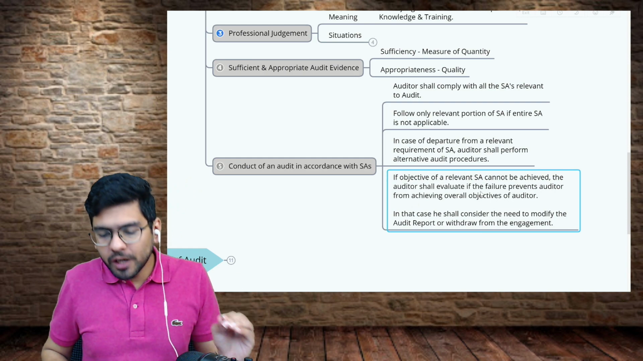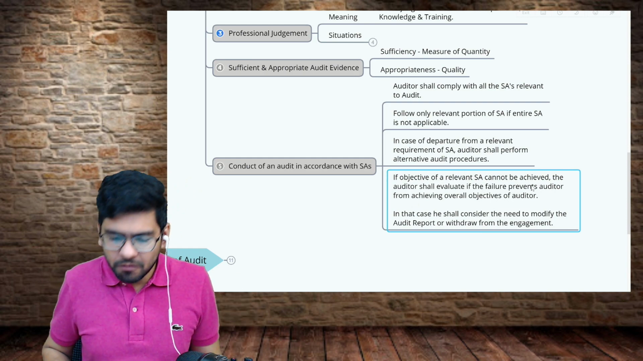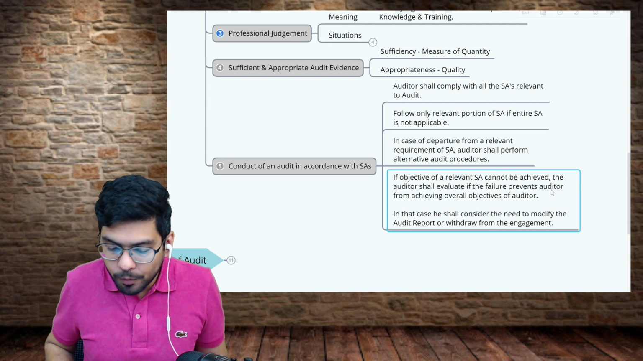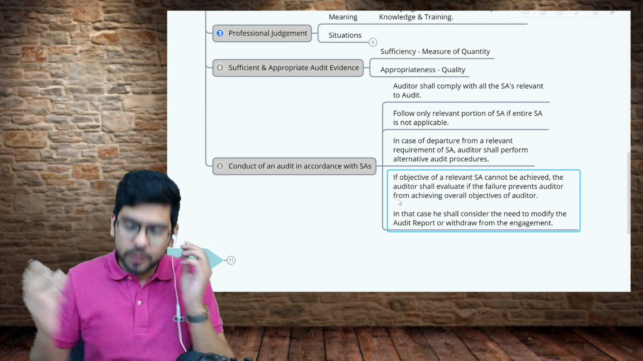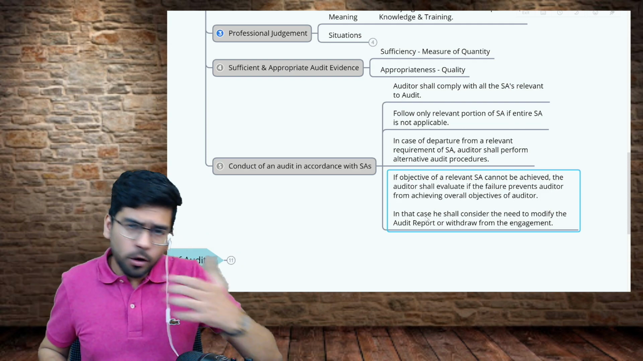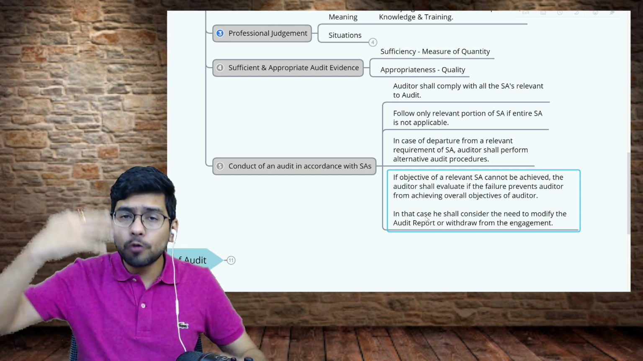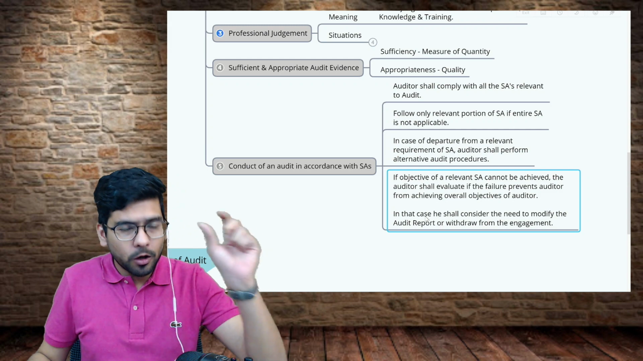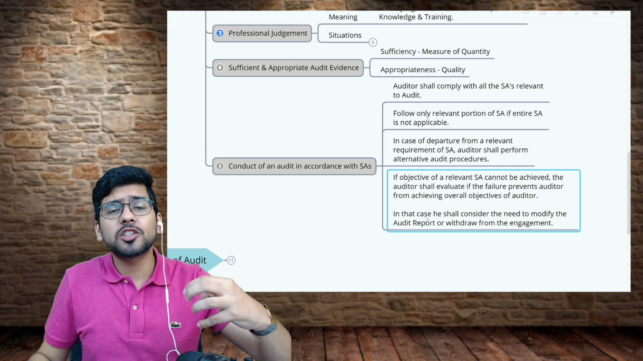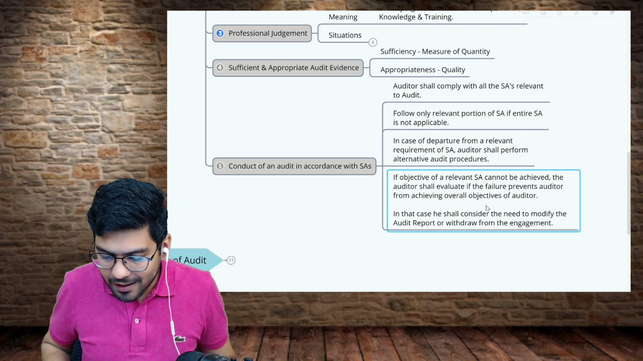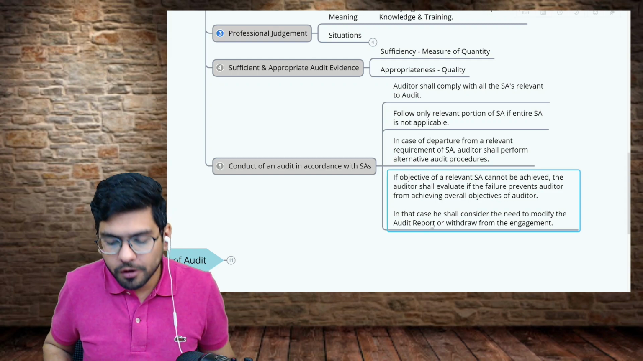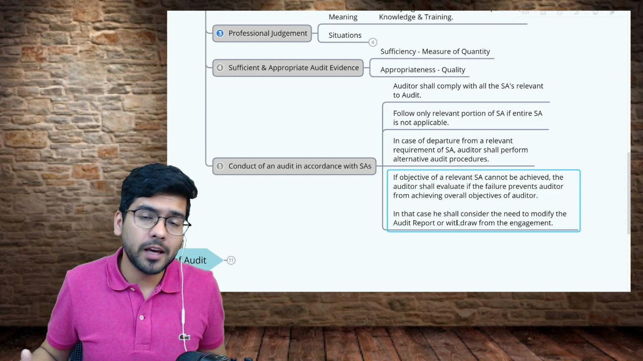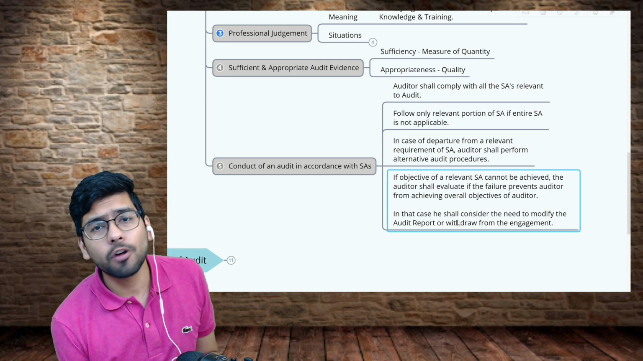So if the objective of a relevant SA cannot be achieved, the auditor shall evaluate if the failure prevents the auditor from achieving the overall objectives of the auditor. And you all know what overall objective means? That we have to give an opinion on the financial statements. Now if my opinion is getting impacted because of one particular objective, obviously I shall modify my opinion. So in that case, he shall consider the need to modify the audit report or withdraw from the engagement. If law permits, we can even resign from the work.